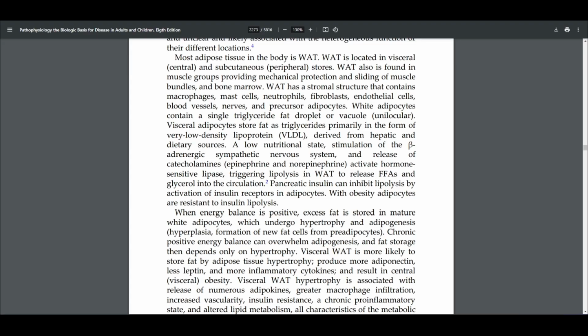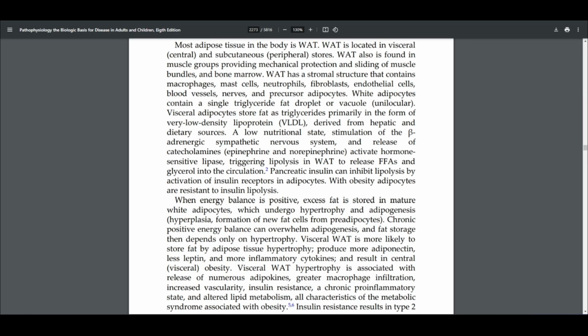Most adipose tissue in the body is what? White adipose tissue, located in visceral and subcutaneous stores. It also is found in muscle groups, providing mechanical protection and sliding of muscle bundles, and in bone marrow. It has a stromal structure that contains macrophages, mast cells, neutrophils, fibroblasts, endothelial cells, blood vessels, nerves, and precursor adipocytes. White adipocytes contain a single triglyceride fat droplet or vacuole.